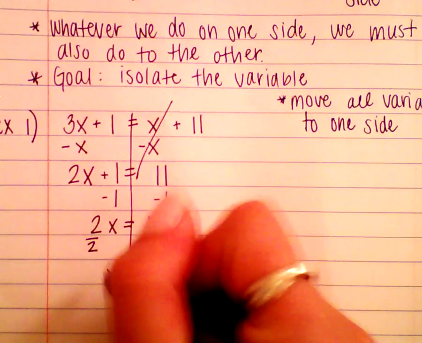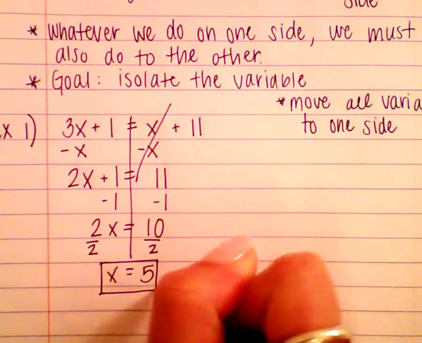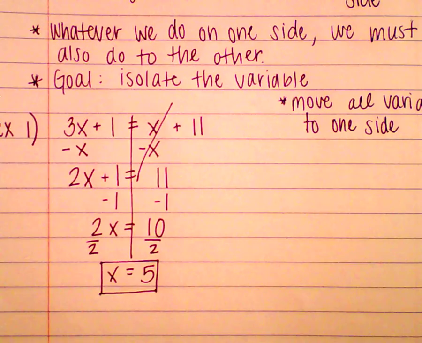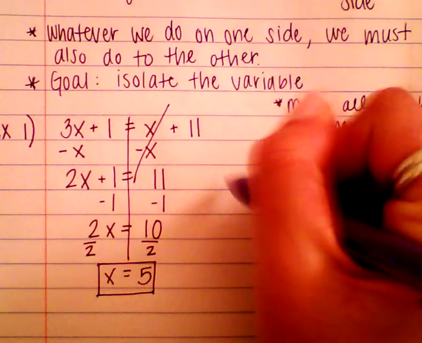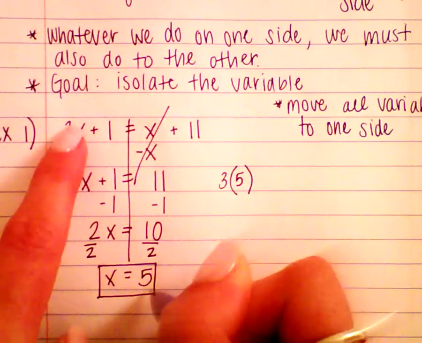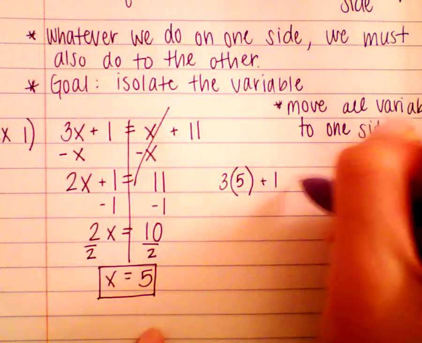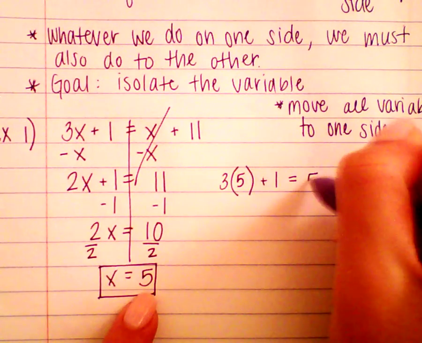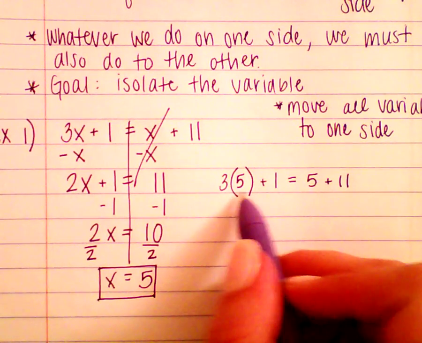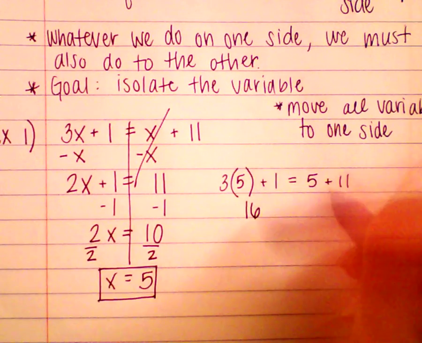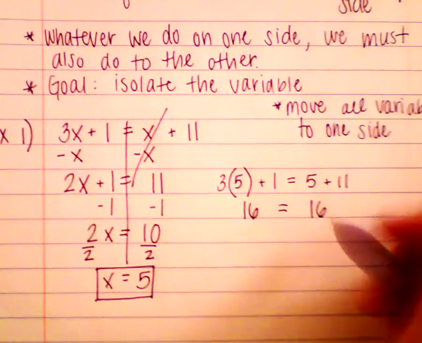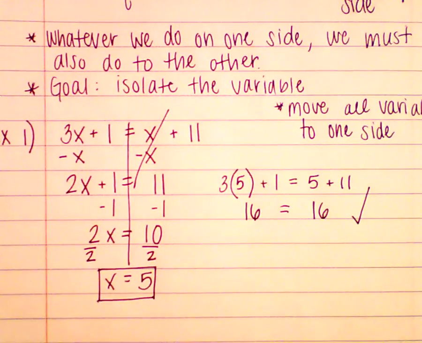Now just like always, I am going to substitute my value back in to make sure that I did this correctly. So 3 times 5, because that's what I think x is, plus 1 equals 5 plus 11. 3 times 5, 15, plus 1 is 16. 5 plus 11 is 16. And since 16 is equal to 16, I've done this correctly.